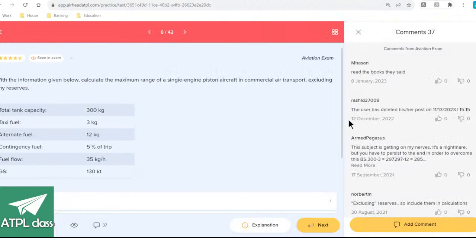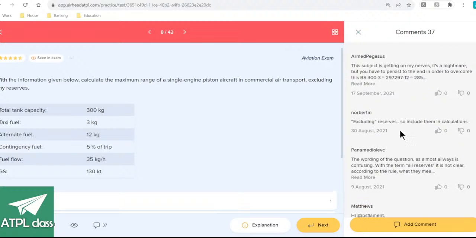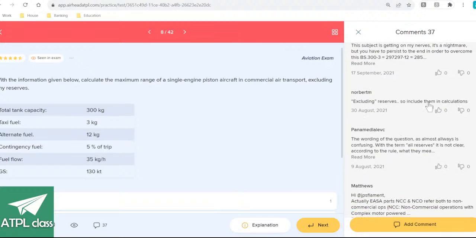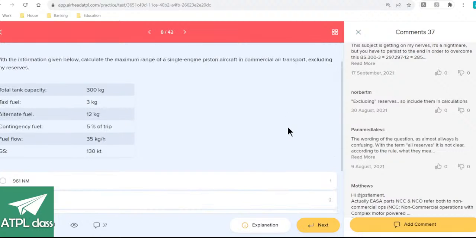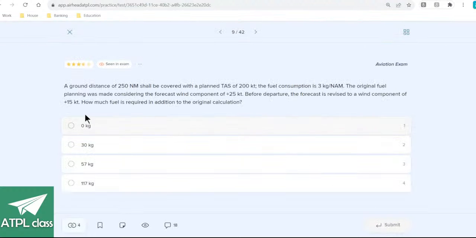Yeah, that's not a nice question. Excluding reserves, so include them in calculations. Yeah, that's a bad question. That's really not very good. Anyway, we'll carry on. Don't like that.